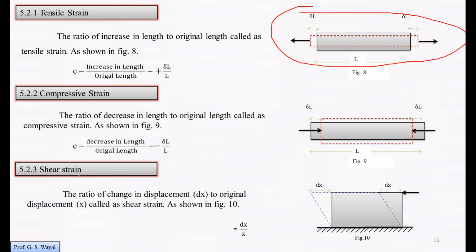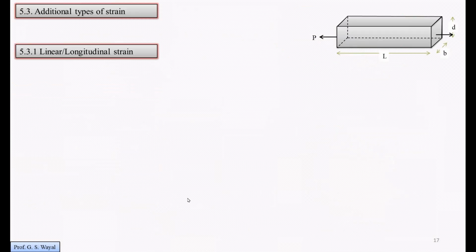And the last is the shear strain. If we apply a shear force and the body is fixed at the bottom, obviously there will be some displacement of that body. The ratio of change in displacement to the original displacement is called shear strain. So this is the definition: change in displacement to the original displacement, that is dx by x. Okay, these are the strains we have considered: tensile, compressive, and shear strain.